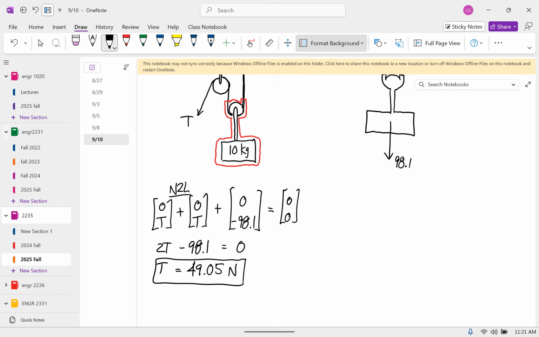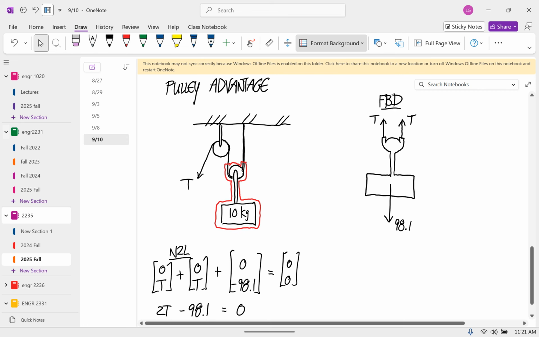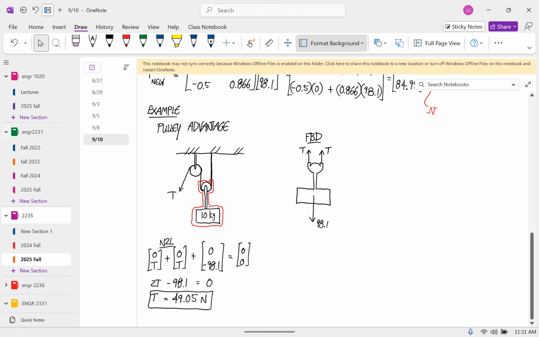Can you go up a little bit? Yeah. Something feels a little fishy.